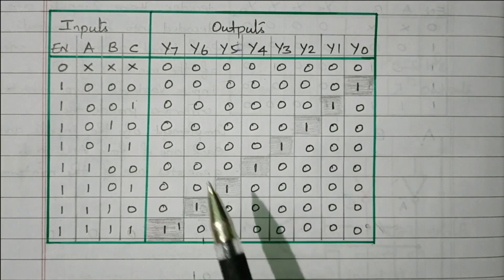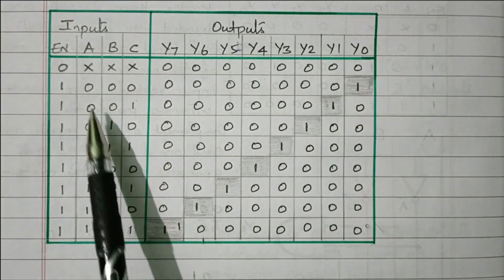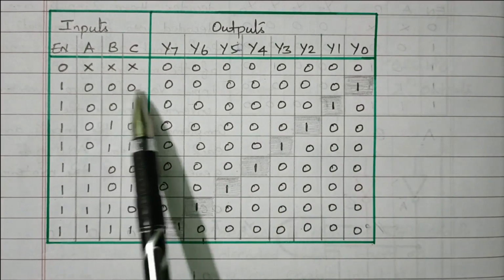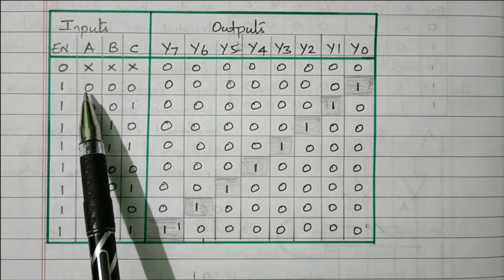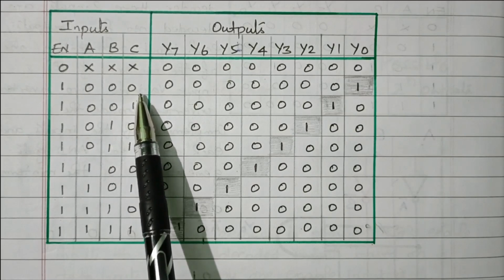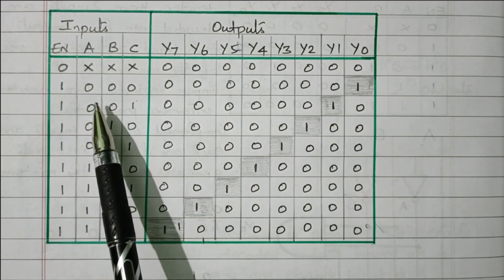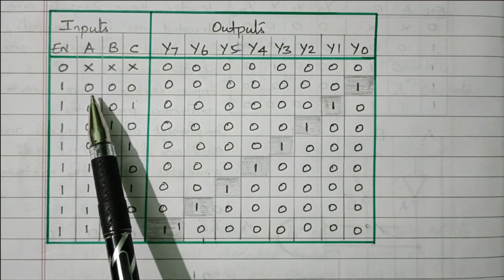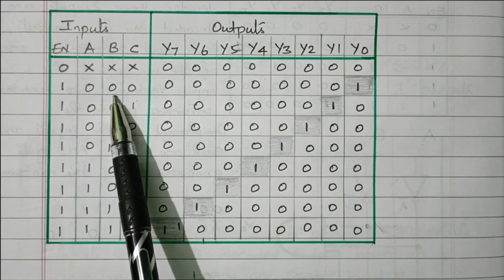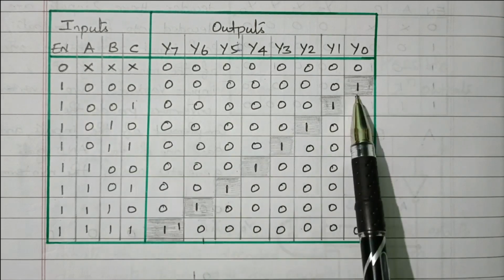So in the logic diagram, according to this, we need to connect the inputs. For example, A, B, C, 3 inputs. Similarly, we have A bar, B bar, C bar. Right. So totally 6 inputs, as well as 1 enable, totally 7 possible inputs are there. So either we connect A or A bar, similarly B or B bar, C or C bar. Accordingly, if you connect, we will get 1 as an output.